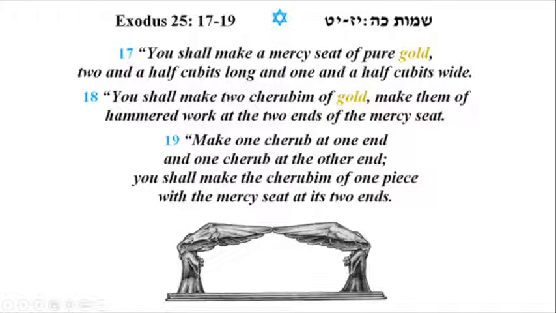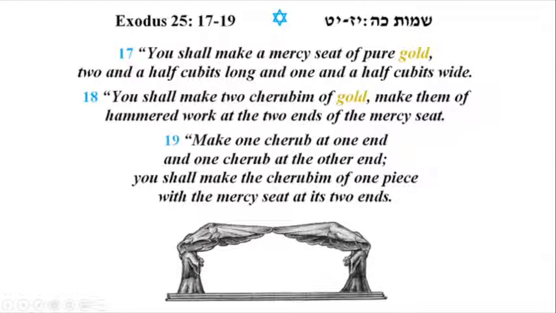You know, if you look back, Exodus 25, starting verse 17, this is talking about the Ark of the Covenant, that furniture behind the veil in the temple. He says, "You shall make a mercy seat of pure gold, 2.5 cubits long and 1.5 cubits wide. You shall make 2 cherubim of gold, make them hammered work, and at the 2 ends of the mercy seat. Make 1 cherub at one end and 1 cherub at the other end.